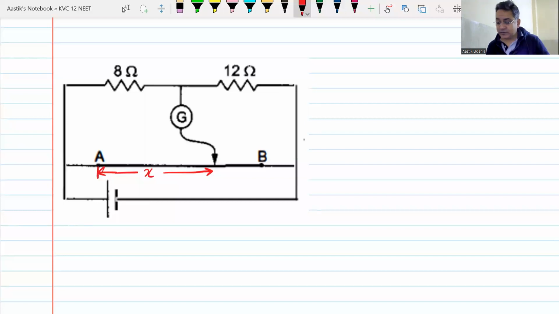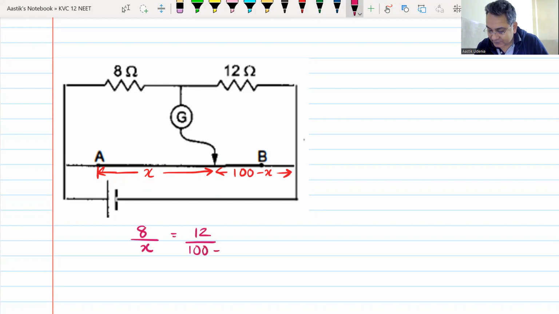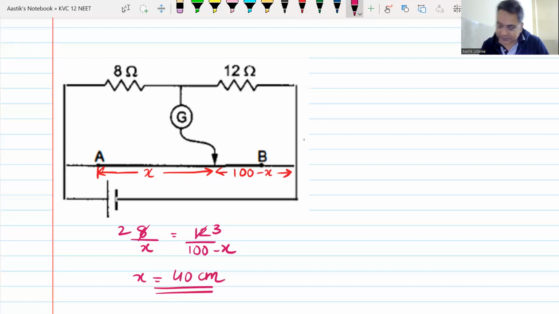Well done. So I think you have an answer. If this is x, whatever is left will be 100 minus x. Yes or no? Yes, sir. So I can simply write here, 8 divided by x will be equal to 12 divided by 100 minus x. This is 2, this is 3. So from there you can get the value of x. What are you getting? 40? Yes, sir. x will be 40 centimeters.